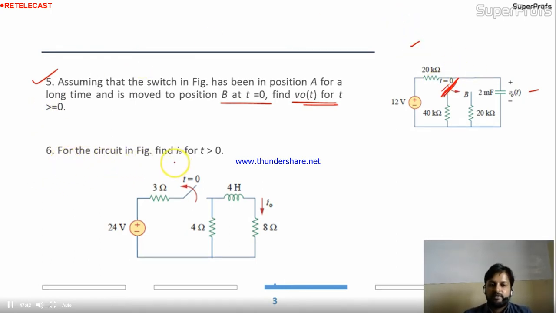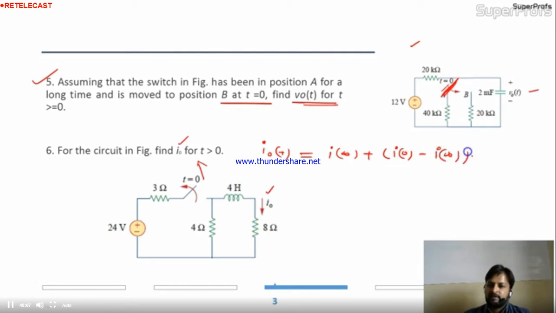Come to this. For the circuit shown in the figure, find I naught. Where is the I naught? Here is the I naught. At t equal to 0, you are opening the switch. And they are saying to find out I naught t. The question is I naught t across the inductor, which is simply I infinity plus I0 minus I infinity, e to the power minus t by tau. In this equation you need I infinity, I0 and tau. Three parameters you need to get the value of I naught t. So I'll solve this.